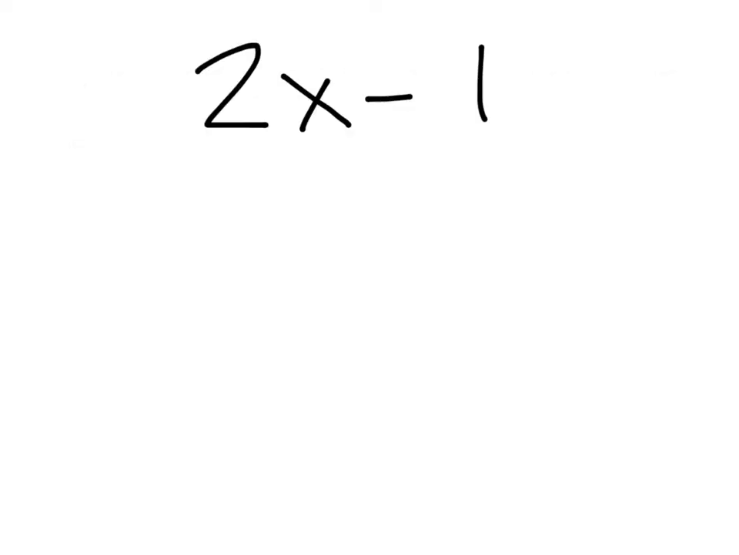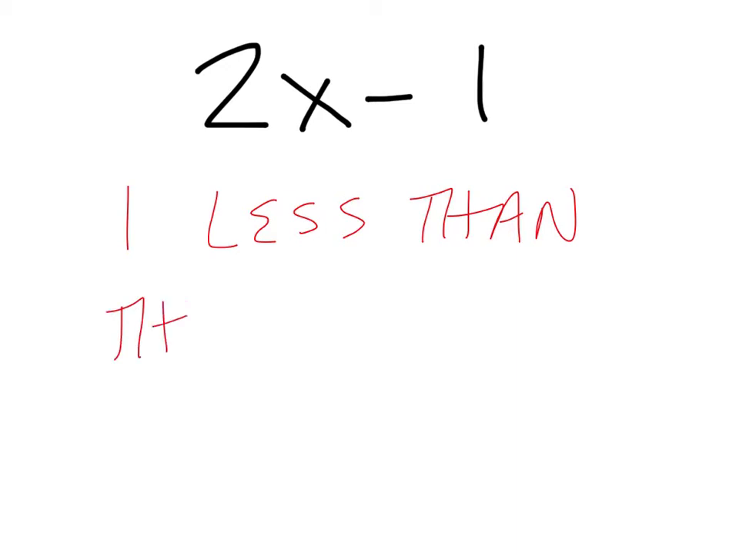All right. Here's example 4. What about this one? 2x minus 1. Who's going to try this one? Yeah, Malone. 1 less than the product of 2 and a number. 1 less than the product of 2 and a number is right.